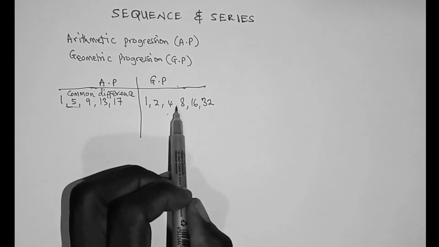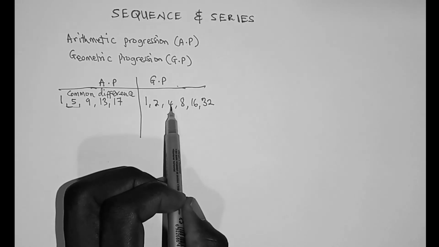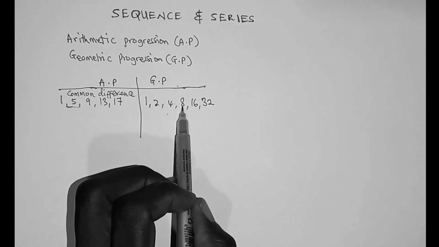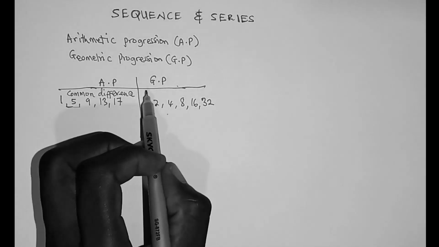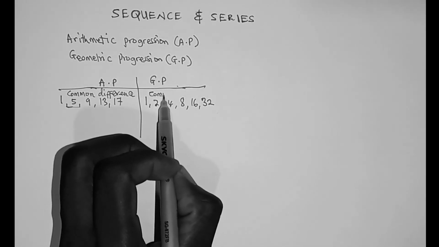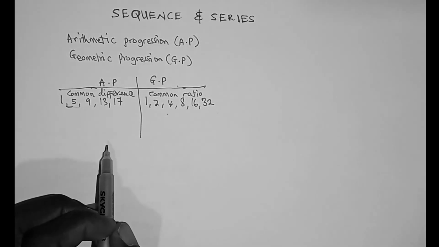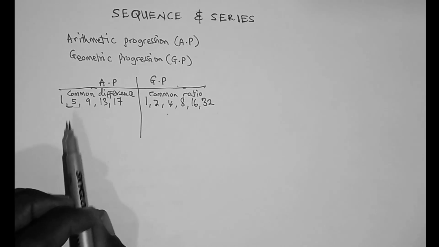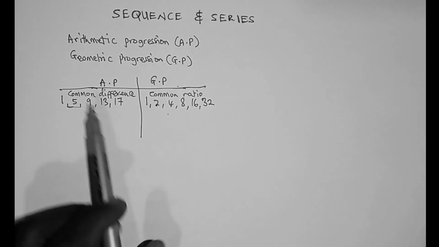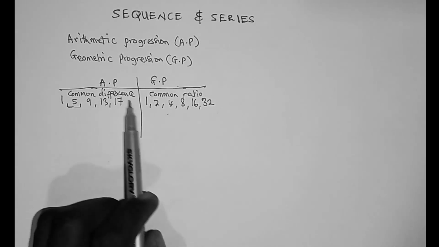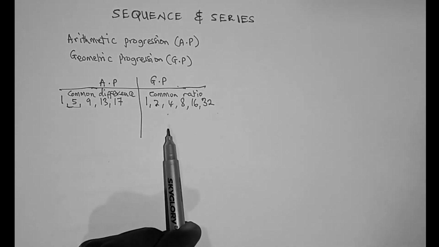It is 2. 4 divided by 2 is also 2. 8 divided by 4 is 2. 16 divided by 8 is also 2. And 32 divided by 16 is 2. So you see that in geometric progression, we have a common ratio. So this is the major difference between an arithmetic progression and a geometric progression. In an arithmetic progression, we talk about the common difference, and in a geometric progression, we talk about a common ratio.